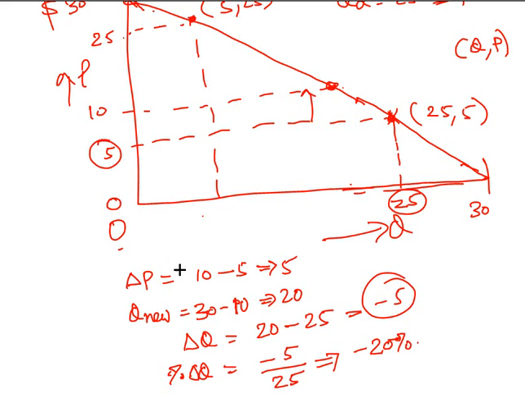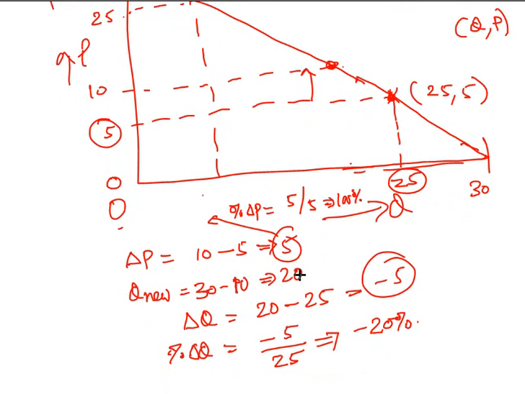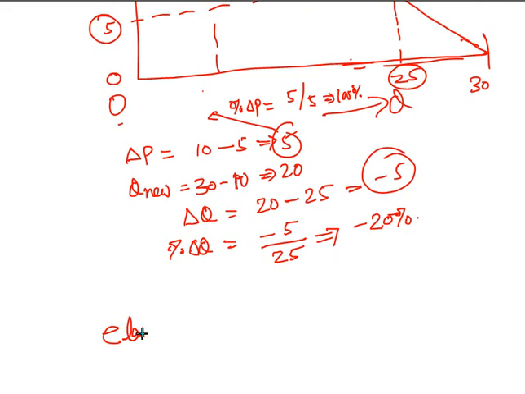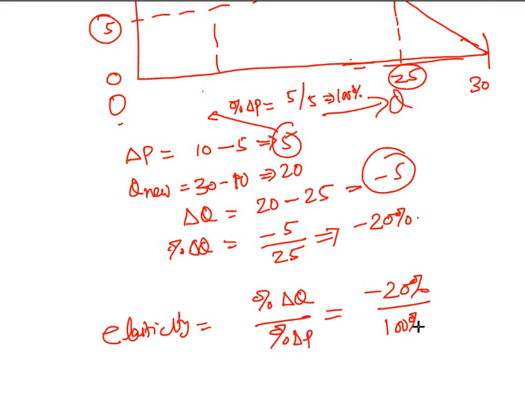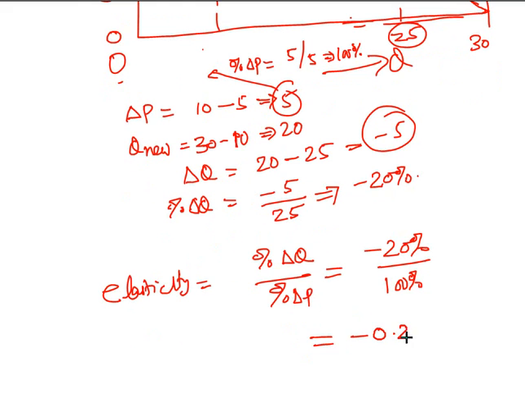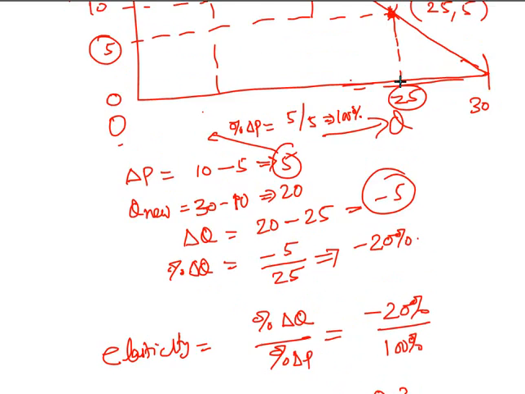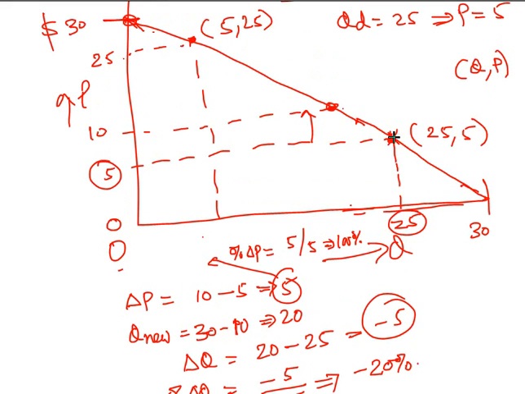Similarly, what is the change in price? Percentage change in the price is 5 divided by your original price, so it is 100%. Right. Now if I want to find out the elasticity, what will be the elasticity? Percentage change in quantity divided by percentage change in the price. So the percentage change in quantity is 20%, percentage change in the price is 100%. So the elasticity is equal to minus 0.2. So at this point, the elasticity is equal to 0.2. We will take the positive value.